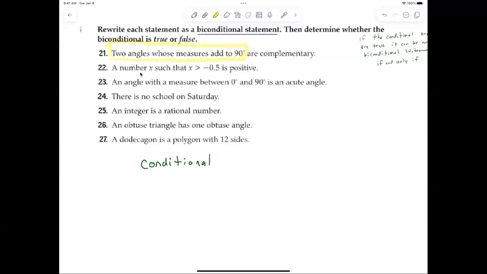Two angles whose measures add up to 90. See, that's what I'm saying, it's kind of hard to see that, right? So two angles whose measures add up to 90 degrees.